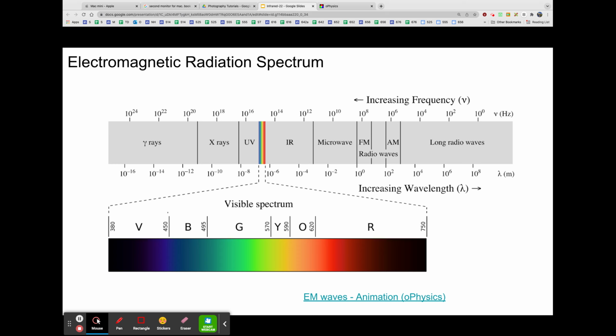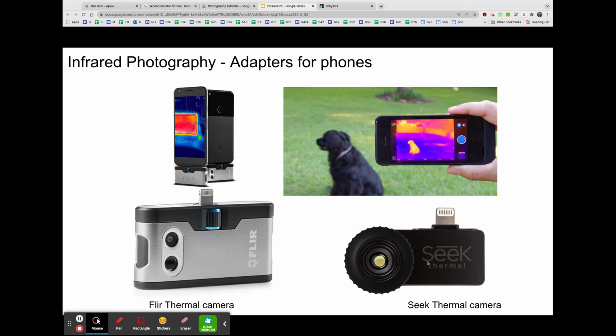But if we have an adapter for our phone, we can start to image things in the infrared. Okay, it's lower energy than red light, or lower energy than all visible light. And here's two popular models. One is produced by the FLIR Corporation out of Santa Barbara. The other is Seek Corporation, which is, I believe, in the Bay Area. And you can see the imagery that they're taking here.